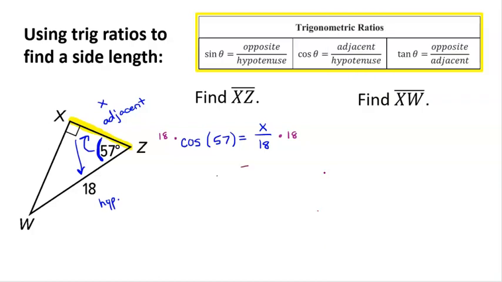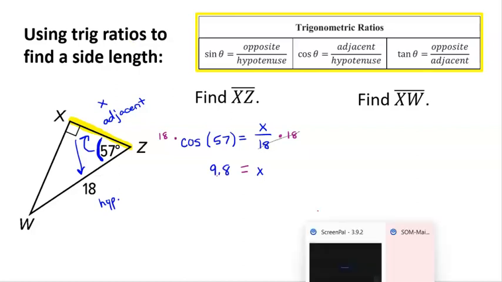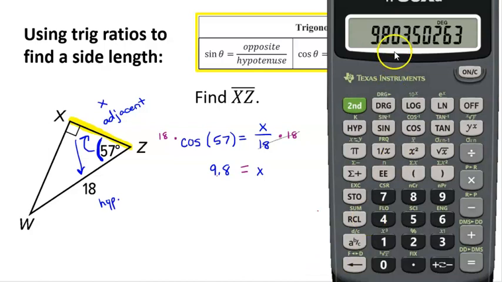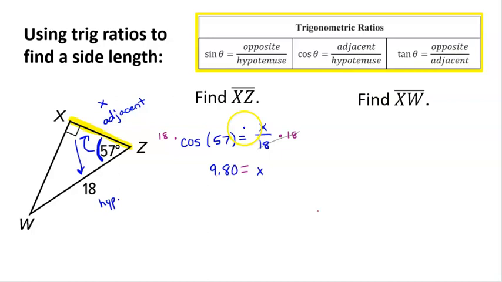So now from here, these 18s canceled out, and I was left with 9.8. And then if you had to round to the nearest hundredth, it would be 9.80. Okay. All right, now let's do the same thing and find XW.